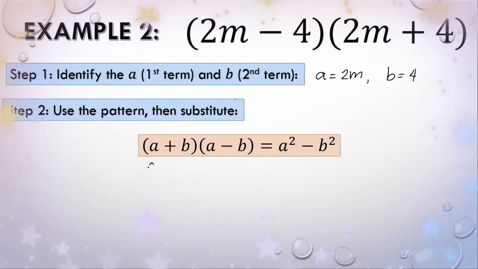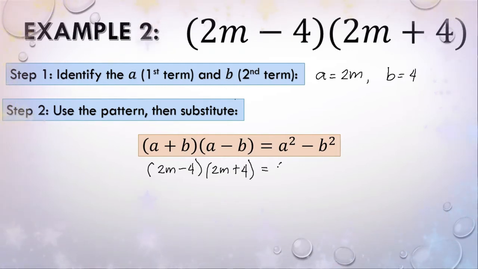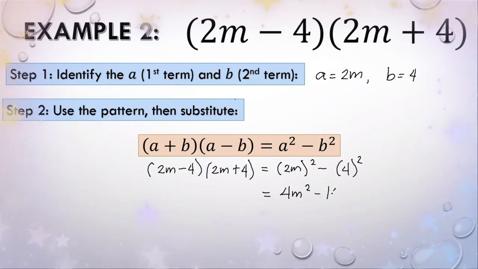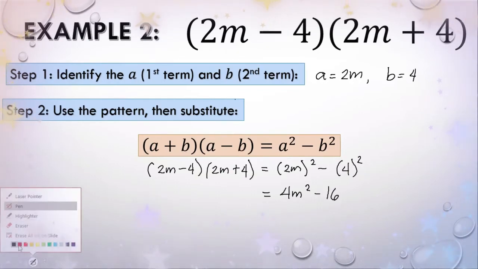So you will copy first the given, 2m minus 4, 2m plus 4, so that you will be guided. Then substitute 2m squared minus 4 squared. What do you think is the final answer? If your final answer is 4m squared minus 16, then very good, you're correct. And always box your final answer.